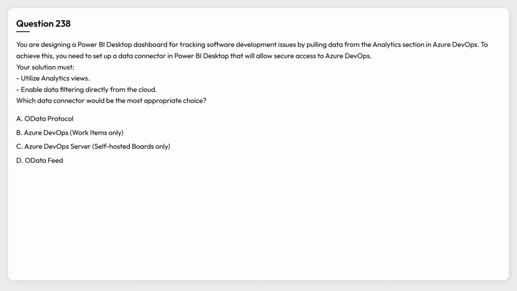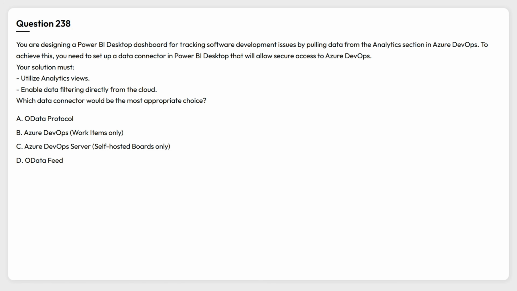Question number 238. You are designing a Power BI Desktop dashboard for tracking software development issues by pulling data from the analytics section in Azure DevOps. To achieve this, you need to set up a data connector in Power BI Desktop that will allow secure access to Azure DevOps. Your solution must utilize analytics views, enable data filtering directly from the cloud. Which data connector would be the most appropriate choice?